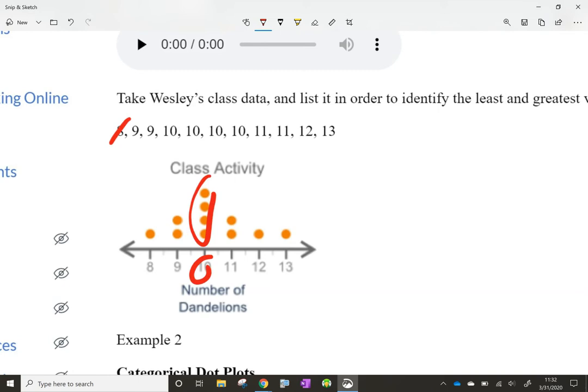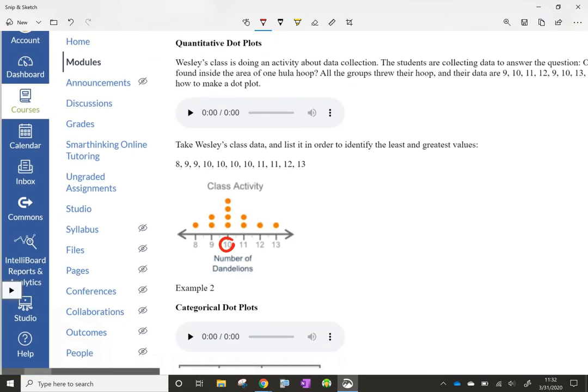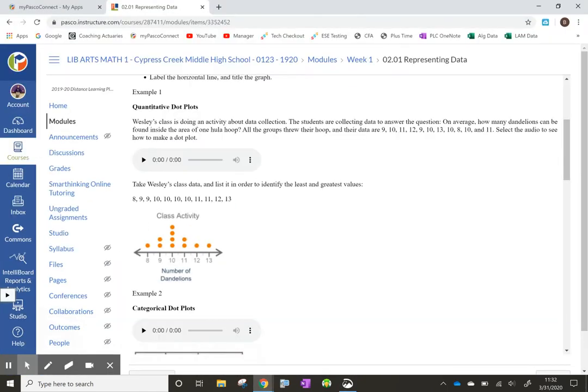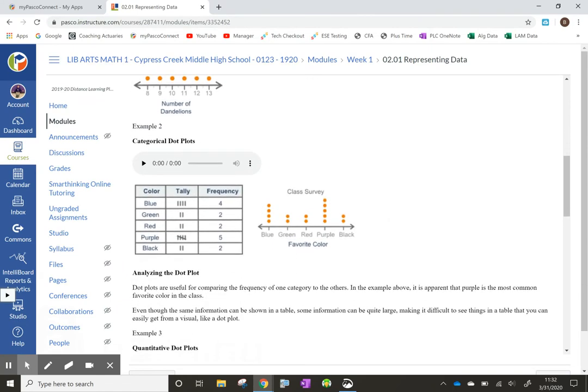10 has 4 because guess what? There were 4 students that had 10 dandelions, right? 11 has 2 because 2 students had 11 dandelions, right? So on and so forth. So these dots here count how many people had that number of dandelions. Let's go back. Let's look at the next example, right?